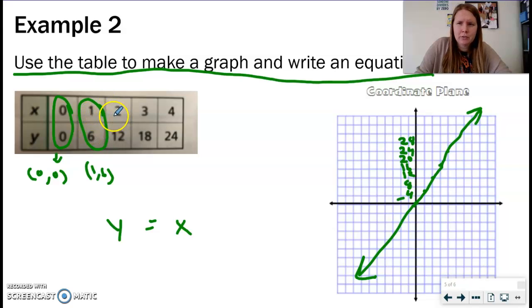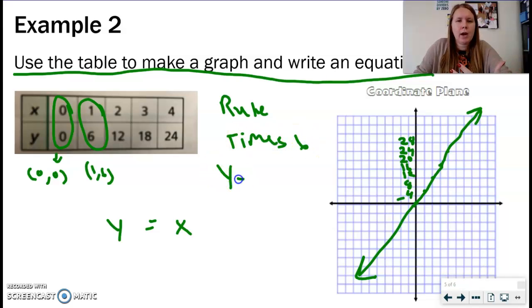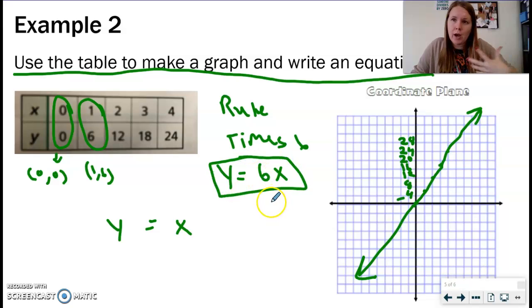Does that work for 2? 2 times 6? Yeah, that does give me 12. So when I write out this equation, the rule is times 6. So what we do to write that is you have y equals 6 times that x value, 6x. And that's how I would write out that equation. So you have to have y equals something, and something's happening to that x, some operation, depending on the rule that you give.